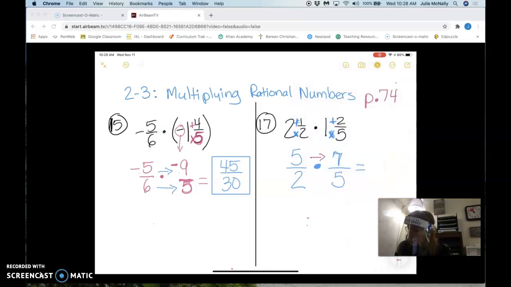Now I'm going to multiply the top numbers and multiply the bottom numbers. What's 5 times 7? 35. 35 is correct. And what is 2 times 5? 10.